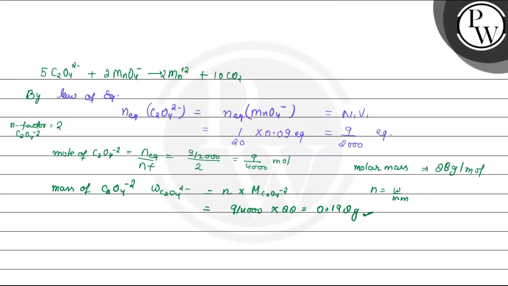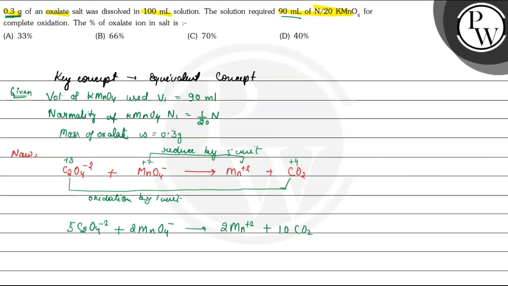So if we calculate the mass percentage of C2O4 2-, it is equal to the calculated weight upon total weight into 100. The calculated weight is 0.198 gram upon total weight 0.3 into 100. It comes out to 66%. So the most appropriate answer of this question is option number B. I hope you understand this question. Thank you.